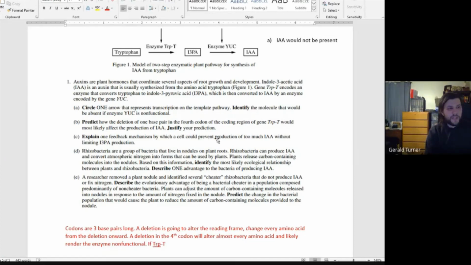If TRPT is non-functional, tryptophan will not be converted to I3PA, and IAA will consequently not be produced. Whew, that was a mouthful there.